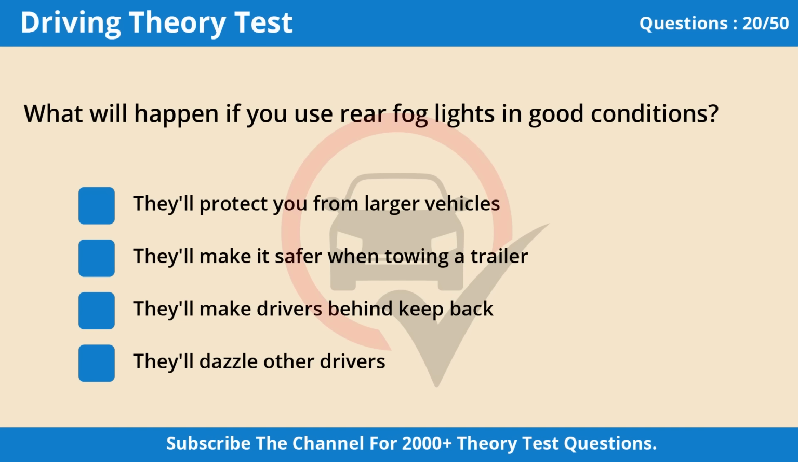Question 20. What will happen if you use rear fog lights in good conditions? A. They'll protect you from larger vehicles. B. They'll make it safer when towing a trailer. C. They'll make drivers behind keep back. D. They'll dazzle other drivers.